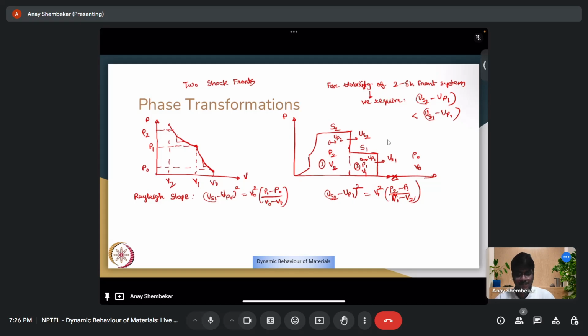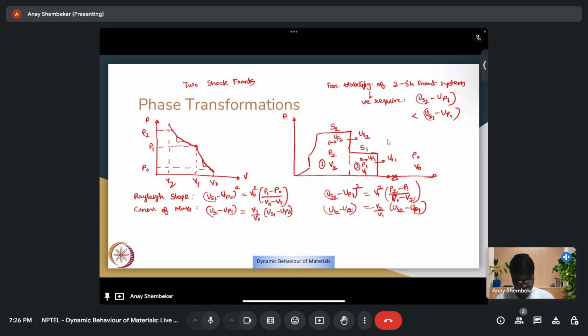Right. Using conservation of mass, we can write US1 minus UP1 is equal to V1 by V0 times US1 minus UP0. Similarly, you can write US2 minus UP2 is equal to V2 by V1 times US2 minus UP1. Right, so conservation of mass across the shock front.